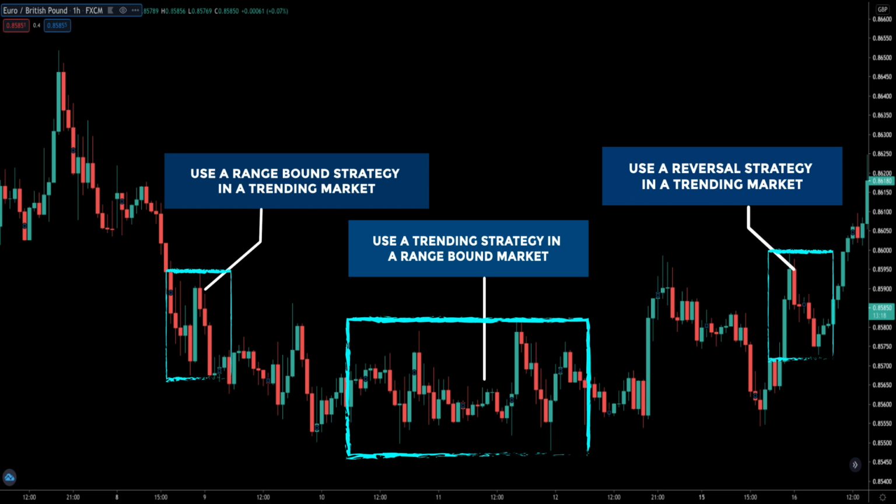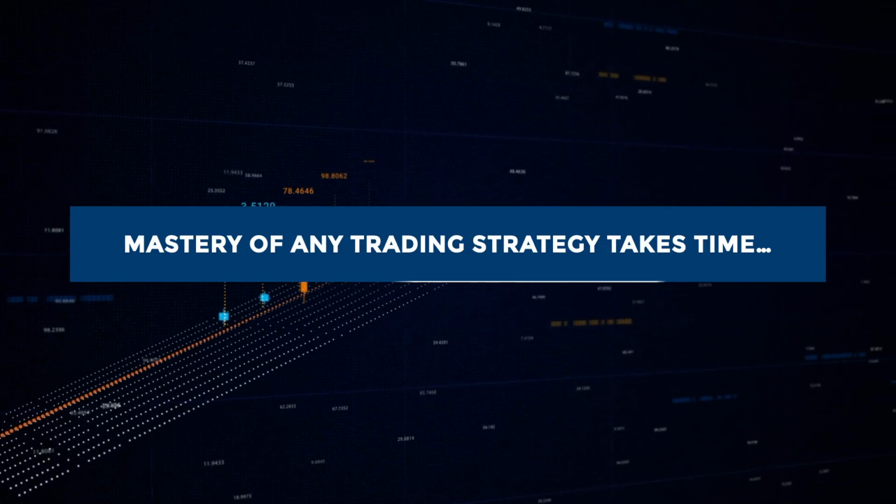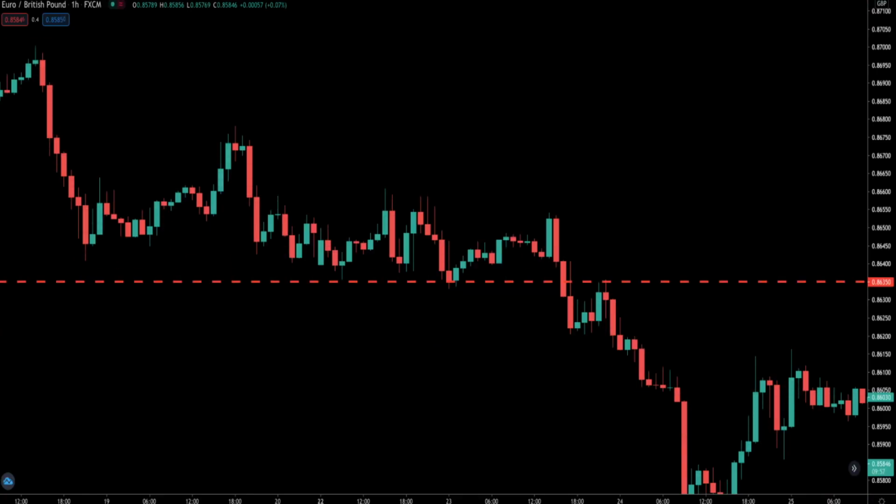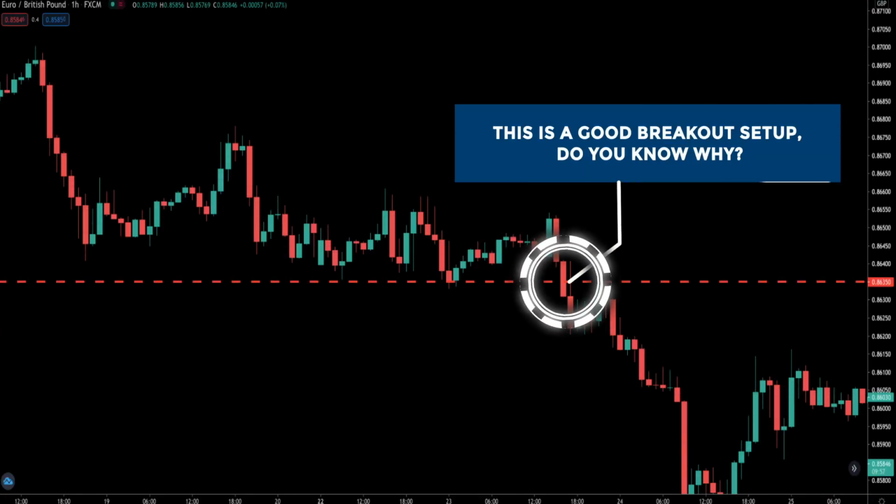So here's the concept that you need to understand. Mastery of any trading strategy takes time. So if you jump between strategies, you are not giving yourself enough time to learn the nuances of that strategy. Once you have mastered a strategy and are profitable, then if you want, you can explore other strategies.